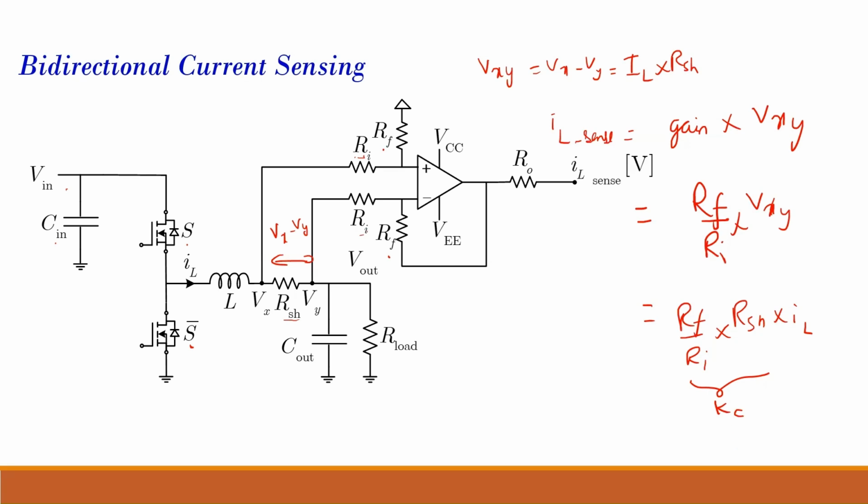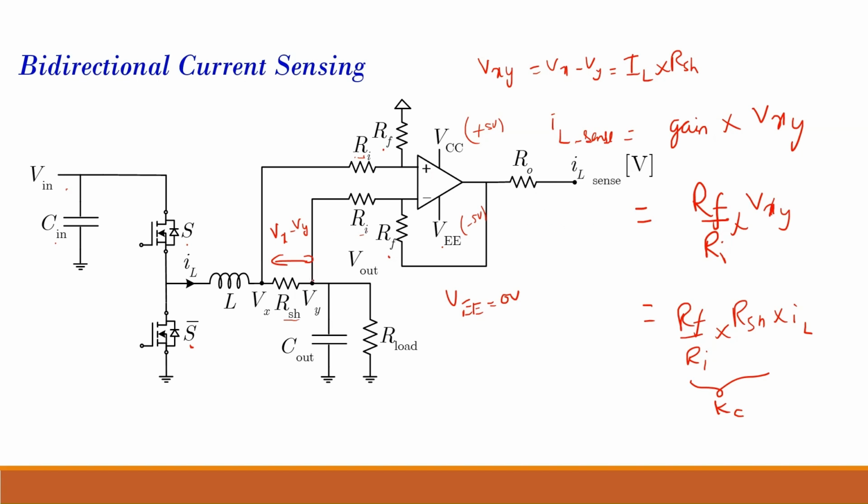Now you may have a case where VCC is around 5 volts and VEE is some minus 5 volts. So my inductor current, the sensed inductor current, can swing between 5 volts and minus 5 volts. But in case you know that current is only flowing in one direction and will not flow in the opposite direction, then you can set your VEE to be 0 volts. And if it is 0 volts, then it will only give output between 0 and 5 volts.